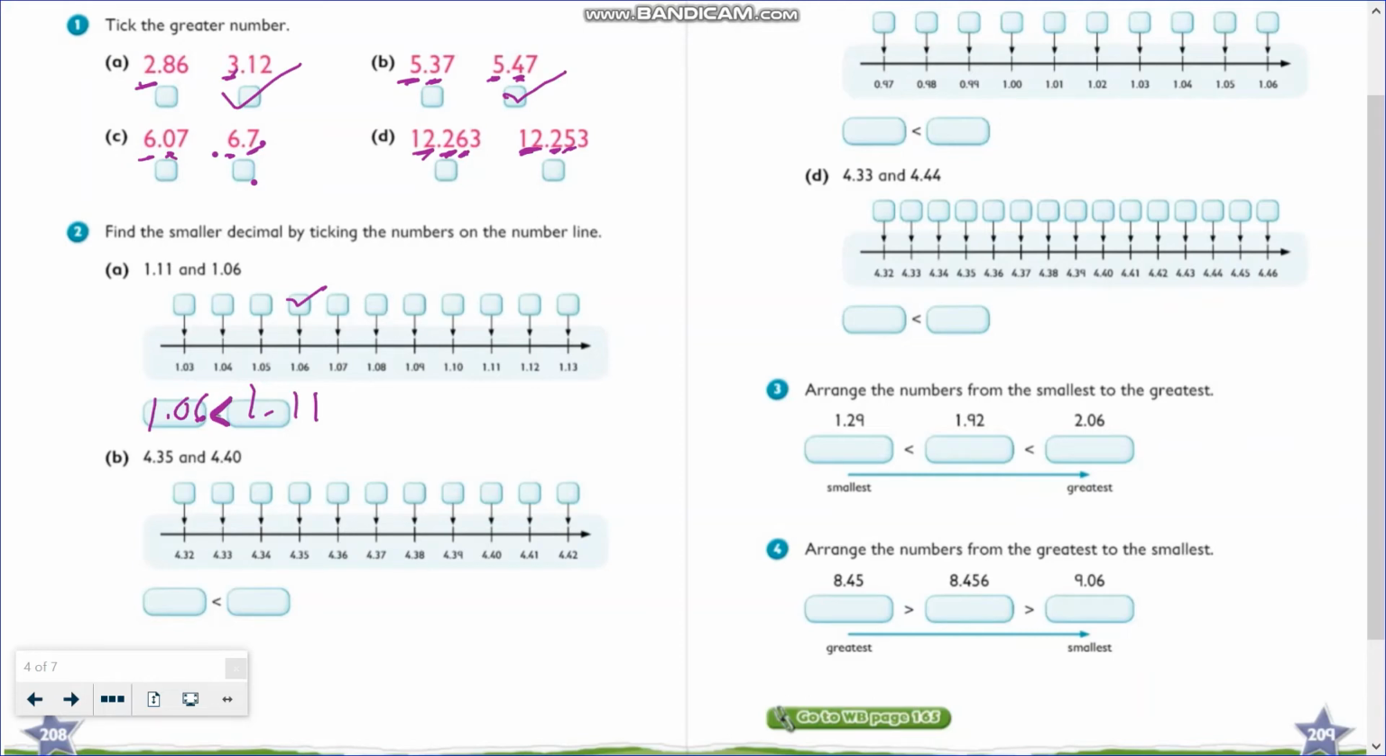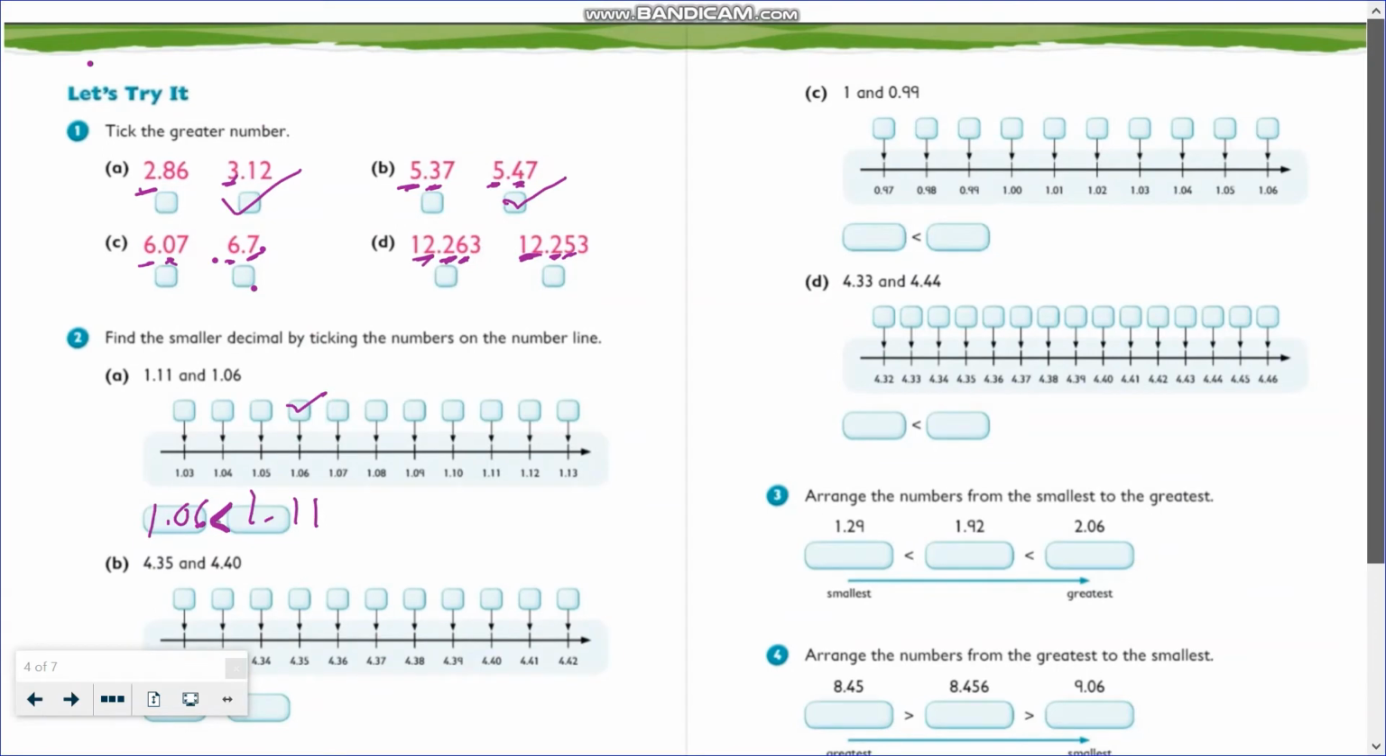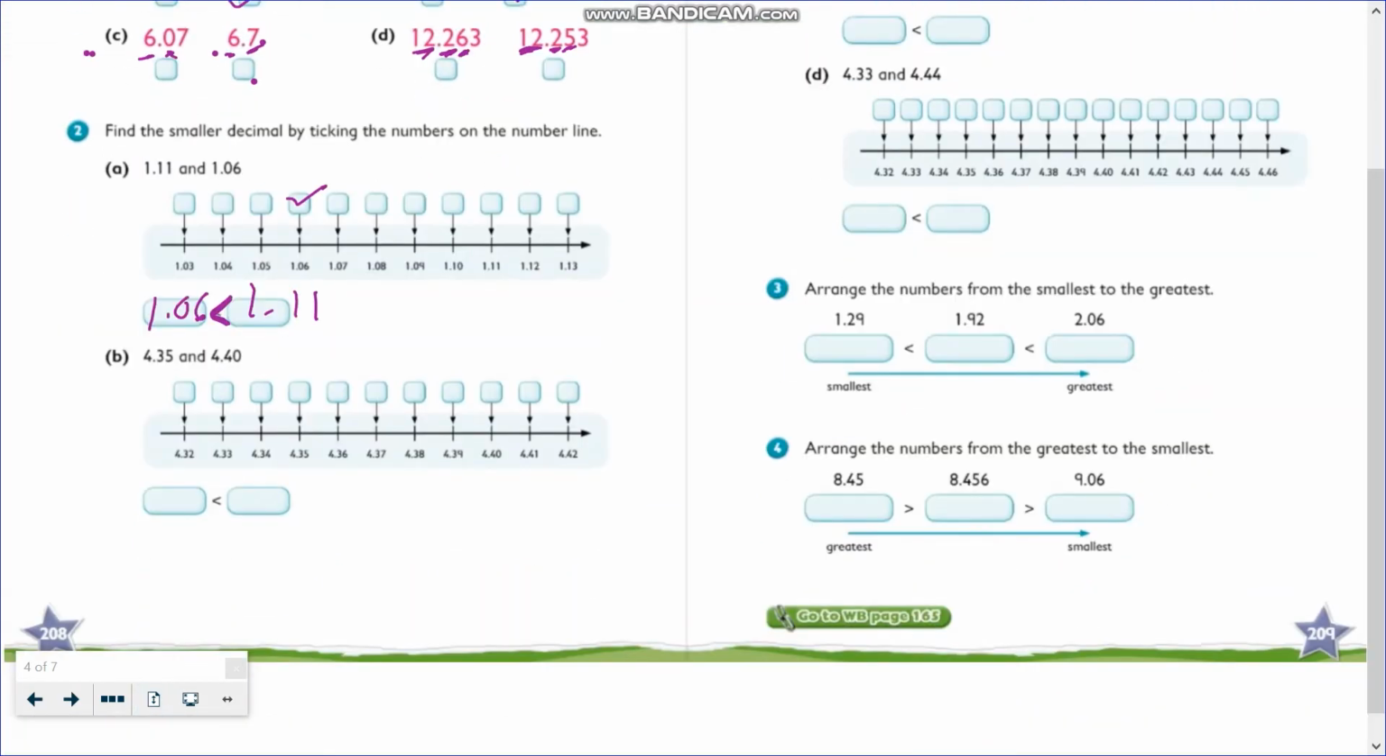For letter B, you have to do the same for letter C and for letter D. Number 3, you have to arrange the number from the smallest to the greatest. So start with the smallest, going to the greatest number. Number 4, you have to do vice versa. You have to arrange from greatest to smallest. So you have to start from the biggest number or the greatest number and write here the smallest number.